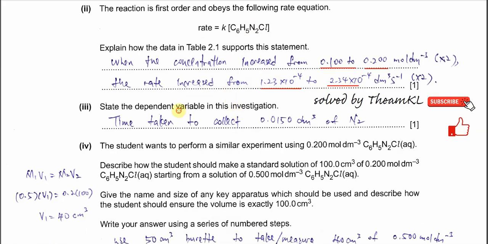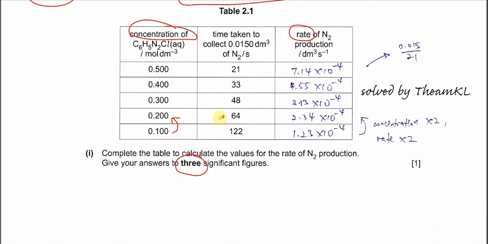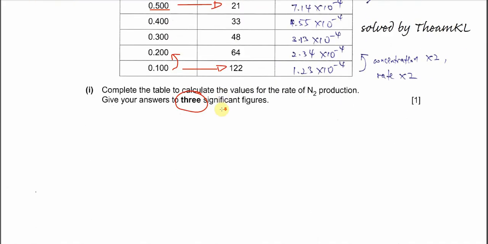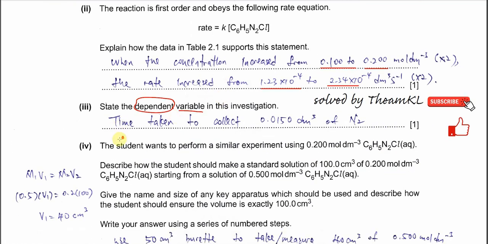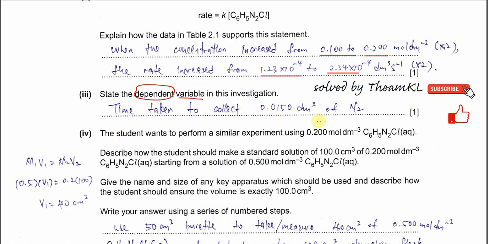Part 3. State the dependent variable in this investigation. Dependent means it depends on the change. What is the change actually? The change is the concentration. When we change concentration, what are the things that change, or the things that follow? It is actually the time. As you can see, when the concentration used is higher, let's say 0.5, the time taken is shorter. When concentration is lower, the time taken is longer. So the dependent variable must be the time taken to collect the gas, because it's based on the concentration used. So this is quite clear. The answer is time taken to collect 0.015 dm cube of nitrogen.